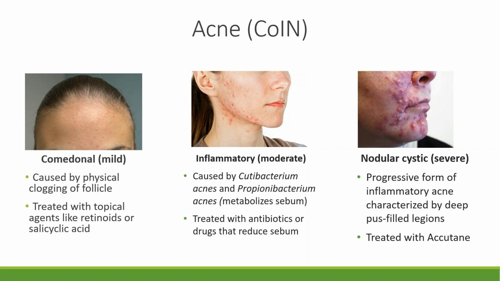And the most severe type is N for nodular cystic acne. It's a progressive form of inflammatory acne where deep, pus-filled lesions form under the skin. This isn't something that clears up usually just with regular treatments. Things like Accutane, which is isotretinoin, is often the go-to because it drastically cuts sebum production and reduces inflammation. So when it comes to acne, remember COIN: comedonal clogs, inflammatory infection, and nodular cystic needs Accutane.